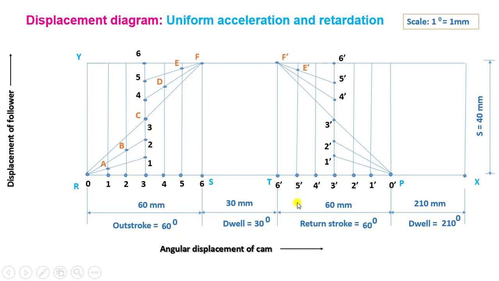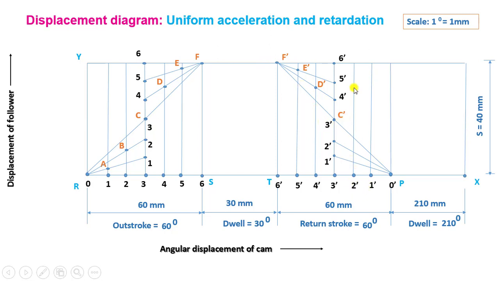When the vertical line passing through 5 dash cuts F dash 5 dash, we get E dash. When the vertical line passing through 4 dash cuts F dash 4 dash, we get D dash. When the vertical line passing through 3 dash cuts F dash 3 dash, we get C dash.